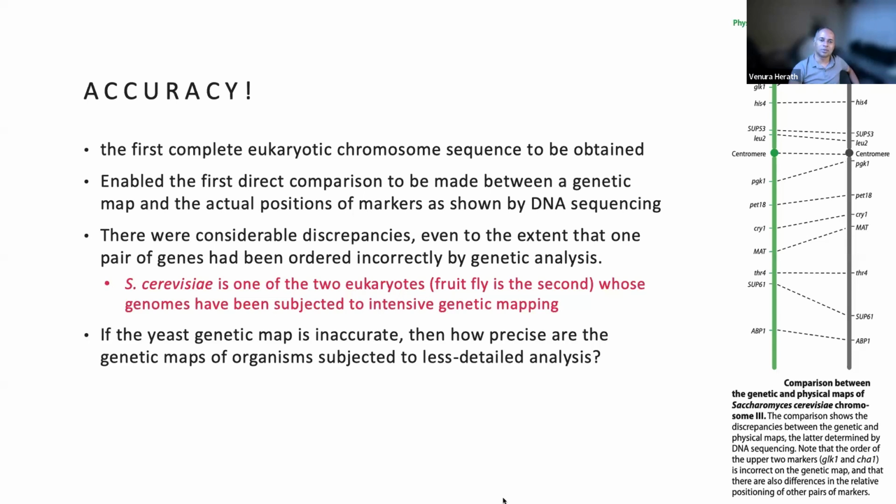Okay, so now the question for you to ask yourself: if the yeast genetic map is so inaccurate, how precise is it going to be for an organism with less genetic mapping? So therefore we need a different approach. Next week we are going to discuss physical maps. We will see how we can use physical maps to have a much better resolution and much higher accuracy.